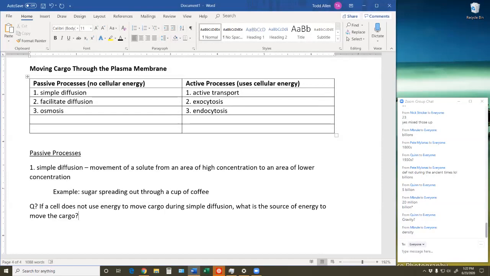What I'm trying to get at, folks, is heat. Heat energy in the environment causes molecules to move around, okay? Heat energy in the environment is sufficient to move the sugar around in the coffee, right? Okay. So, simple diffusion. Do you have any questions about that?